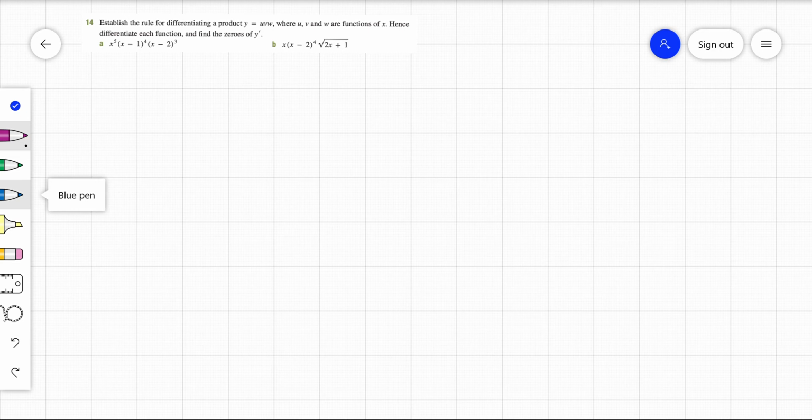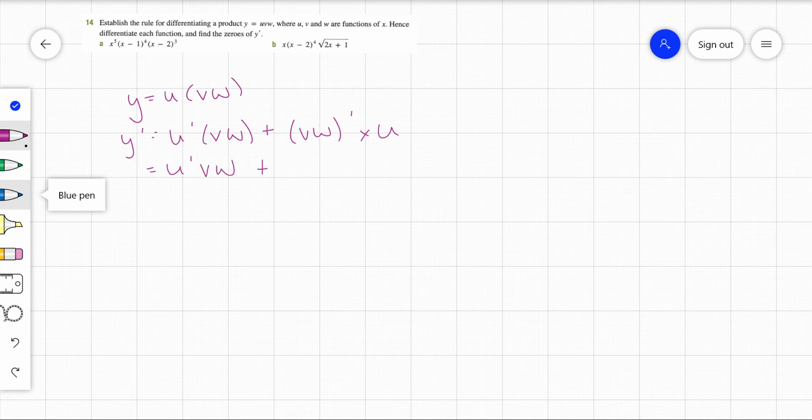So if we have y equals u, and I'll put vw together, and we differentiate, think about this, we're going to differentiate the first, leave the second, plus differentiate the second and leave the first. So that will be times u. Now this bit's fine, but when I differentiate the inside here, it's not even chain rule, it's just product rule really.